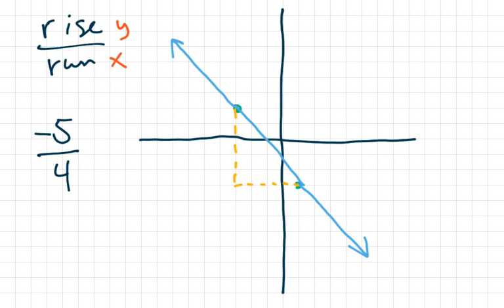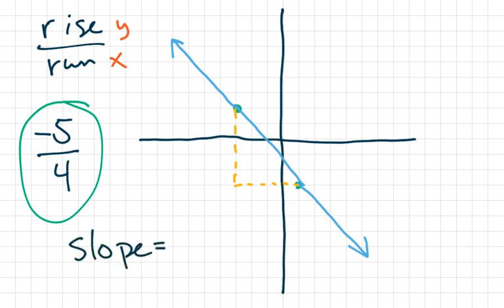Now, this is going to be our final answer. That's our slope. Because this doesn't divide to a whole number, we'll just leave it as a fraction. That's our answer. So slope equals -5/4.